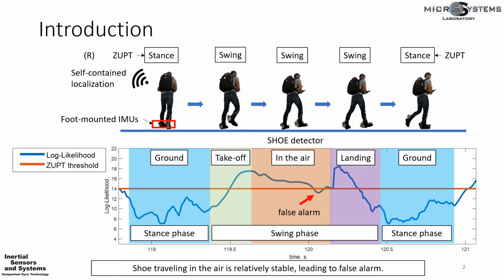In this presentation, we use an event-based camera to assist the SHOE detector for zero velocity detection. The measurements of the event-based camera correspond to the motion of the foot and does not have the requirement of contacting the ground.